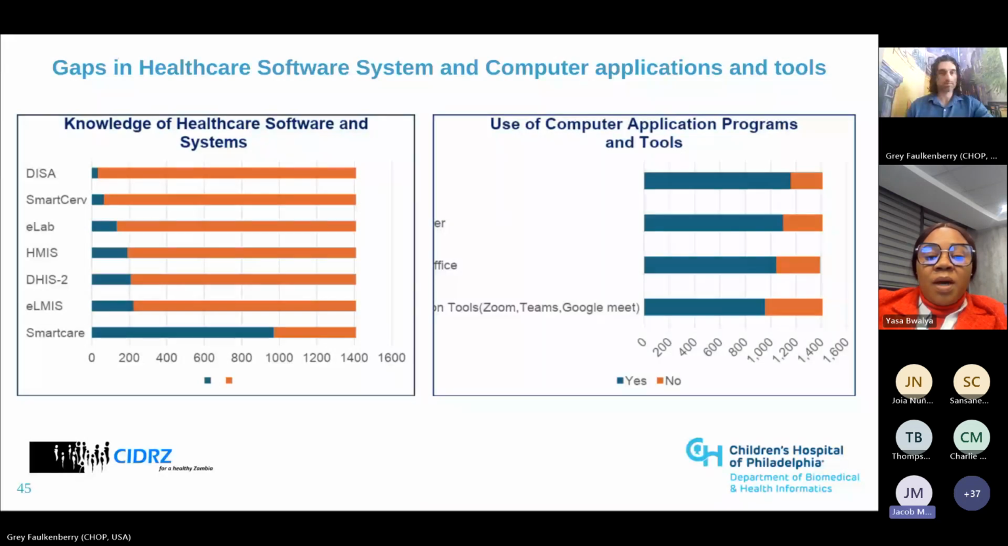The graphs show that among nurses, the greatest familiarity with healthcare software was observed in SmartCare, a national electronic health system used in public facilities, with 69%. In contrast, all other software systems assessed exhibited familiarity levels below 20%, highlighting a significant training gap in that field. Regarding computer application programs and tools, over 60% of participants are knowledgeable. Next slide.